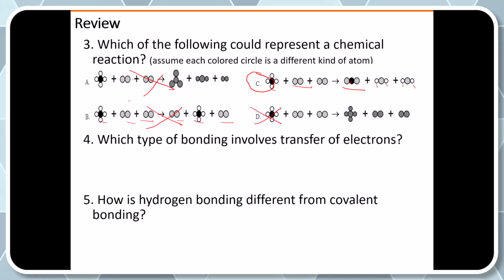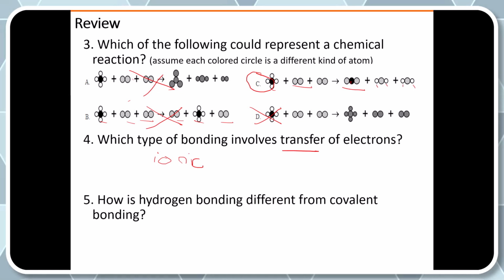Number 4 says, which type of bonding involves the transfer of electrons? So we talked about hydrogen bonds, covalent bonds, and ionic bonds. So that's going to be ionic bonds. I got a pen, but my handwriting is still terrible. Ionic bonding is transfer of electrons.